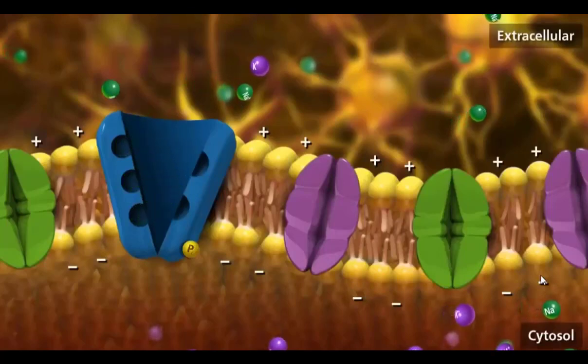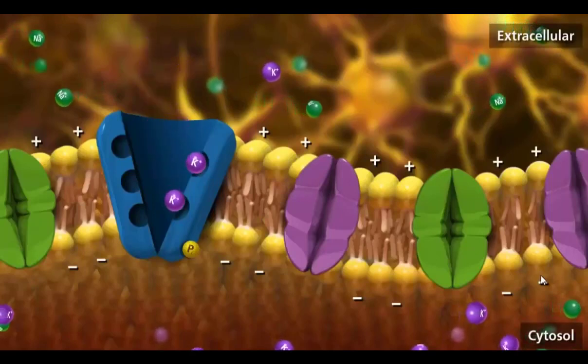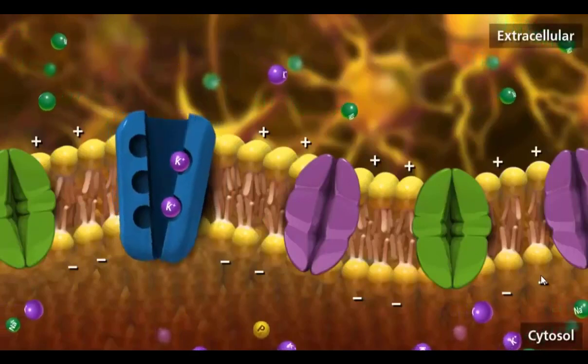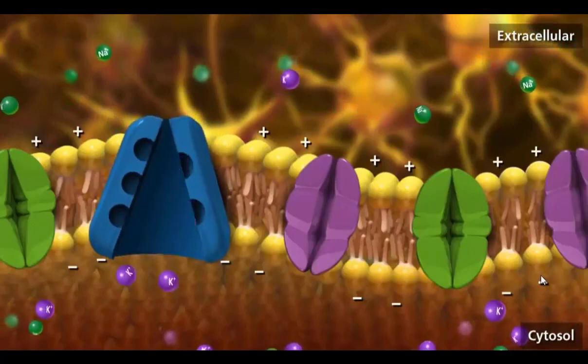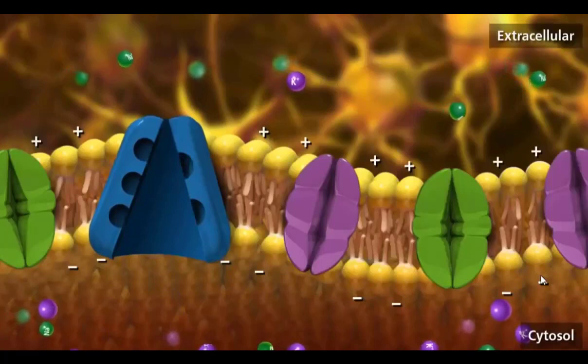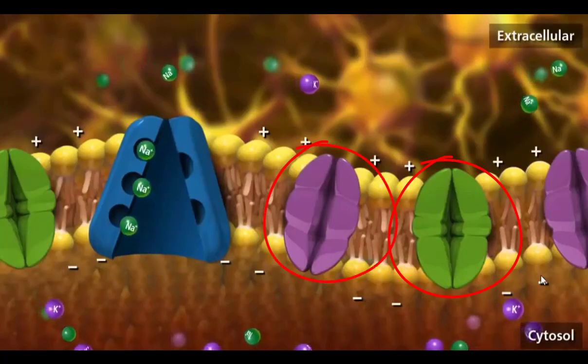But how is it released in order to send that signal down the axon? Well, in order to do that, we have to understand the other proteins that we see spanning the membrane. We have two more proteins here to talk about: the sodium voltage-gated channel and the potassium voltage-gated channel.